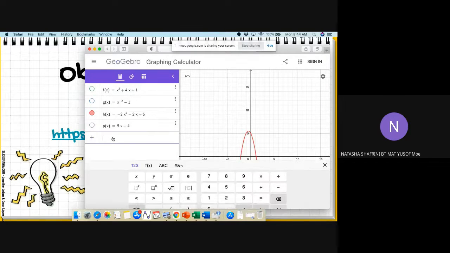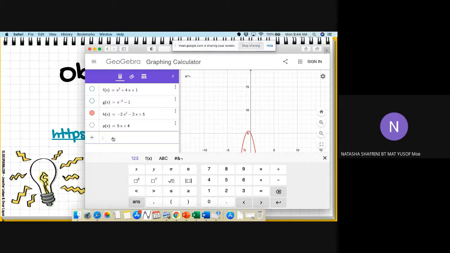Okay, next. Okay, for straight line, kita tak ada maximum point lah. Kita tak ada minimum point. Okay, sebab dia continuous line. Okay, so 5x plus 4, kita tak ada highest point, tak ada lowest point. Okay, so you dash sajalah. Okay, next.